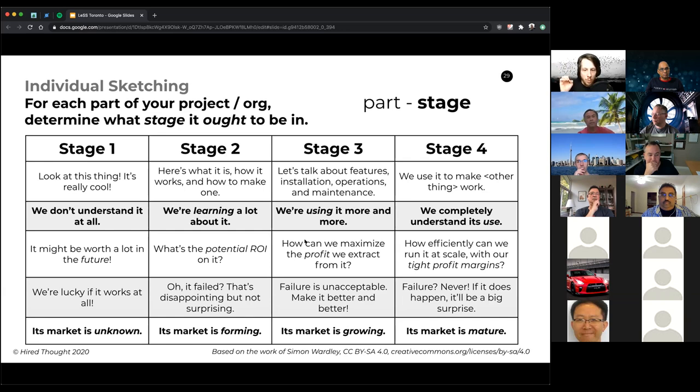So what I'm going to ask you to do next is, for each part of that project, for that task, what stage should each part be in? And just write a little number next to it. Does that make sense to everyone? Okay, so I'll give you about a minute to do that. Just give me a thumbs up when you're done.